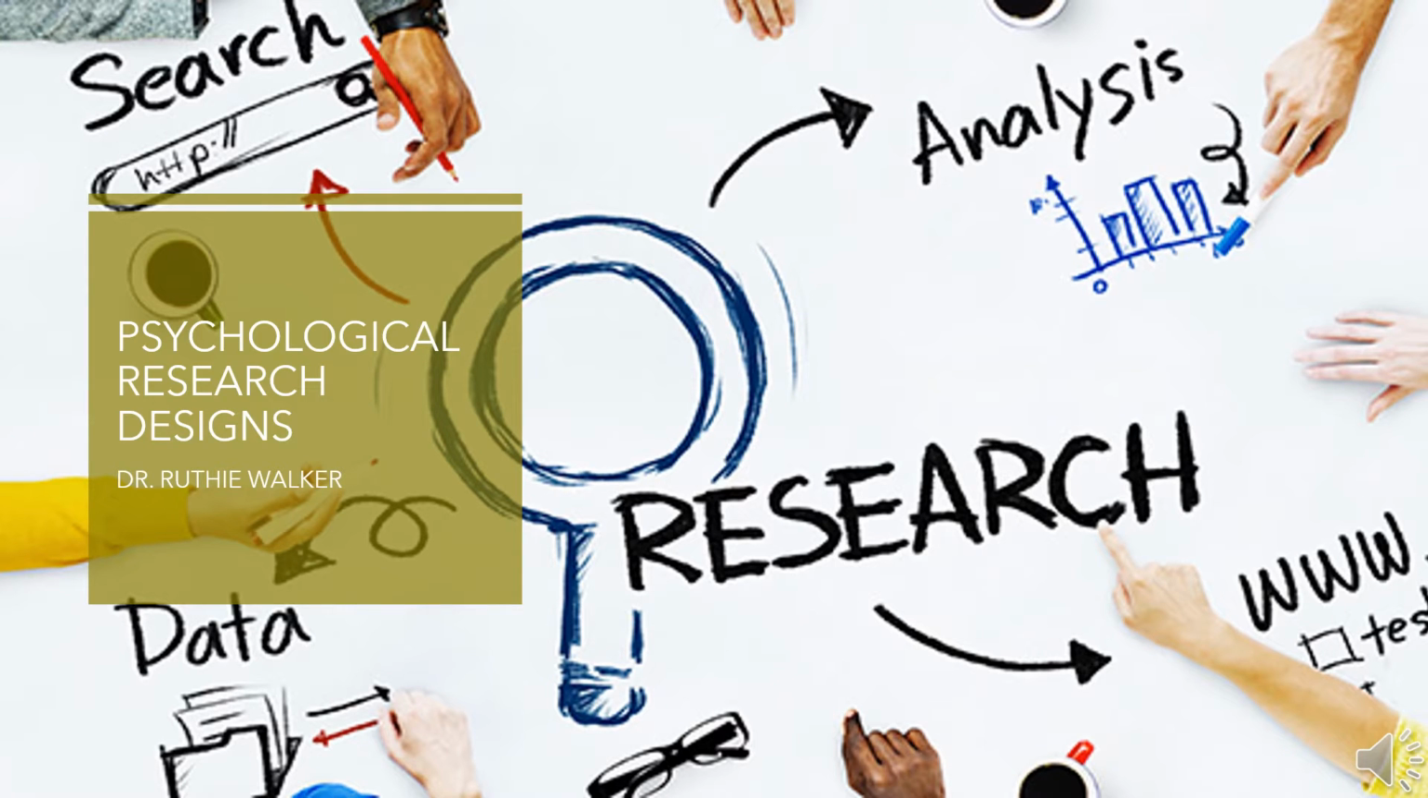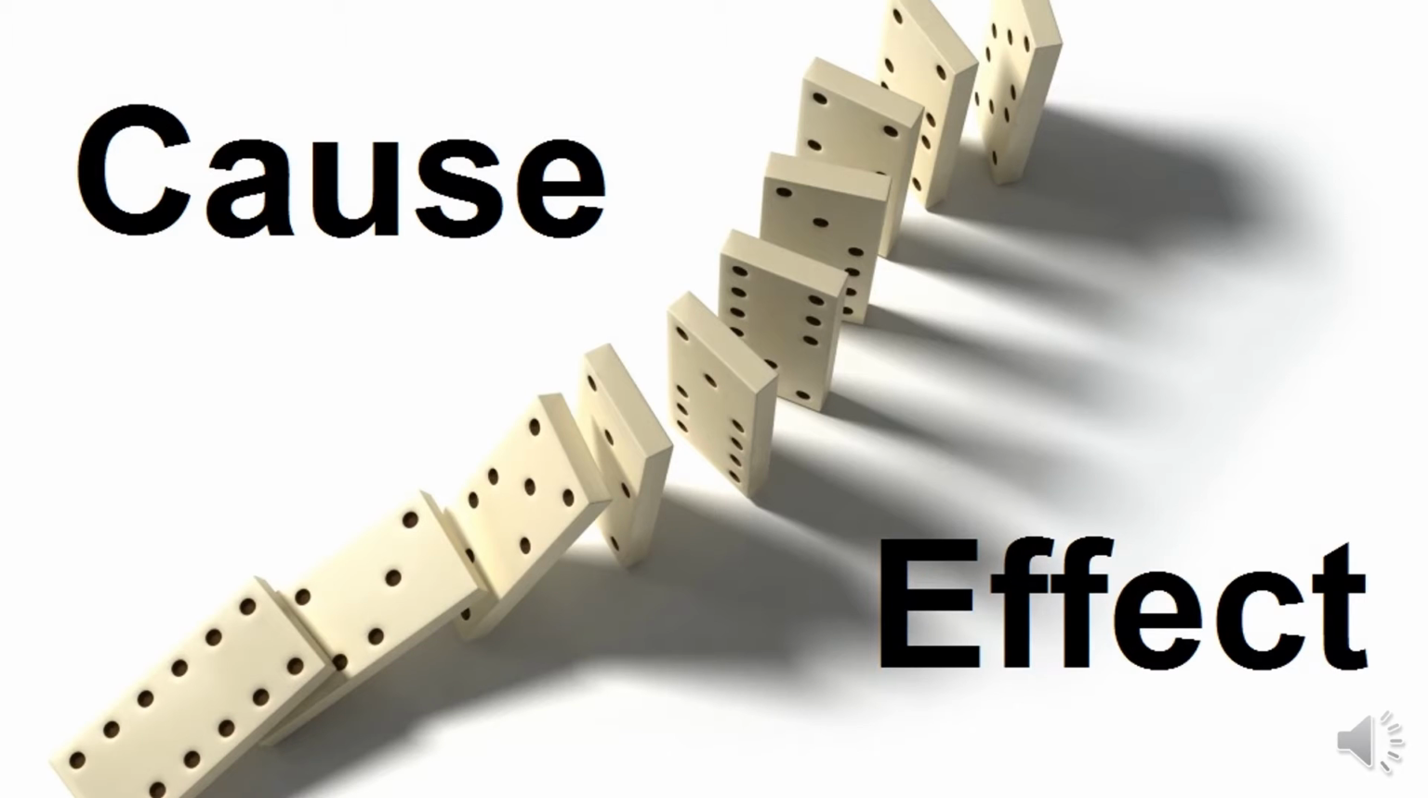Hi everyone! This video will discuss the three main types of psychological research designs: correlational research designs, experimental research designs, and quasi-experimental research designs. Quantitative research is, at its most basic level, repeated attempts to identify potential causes and effects.